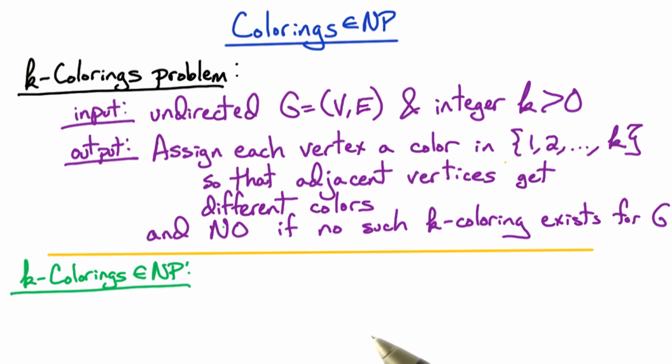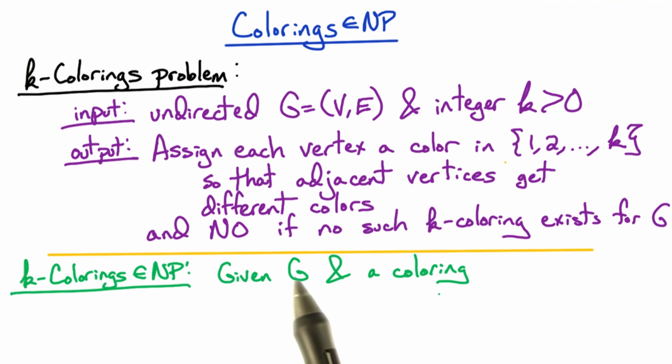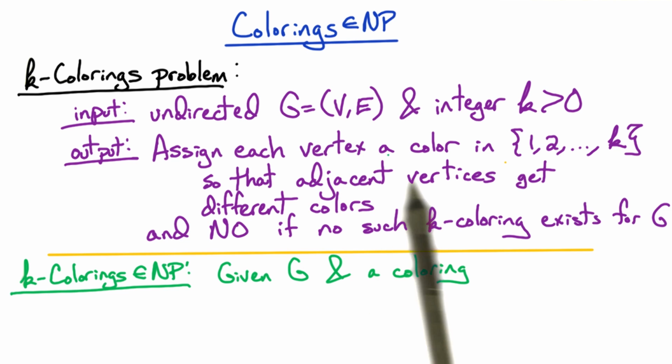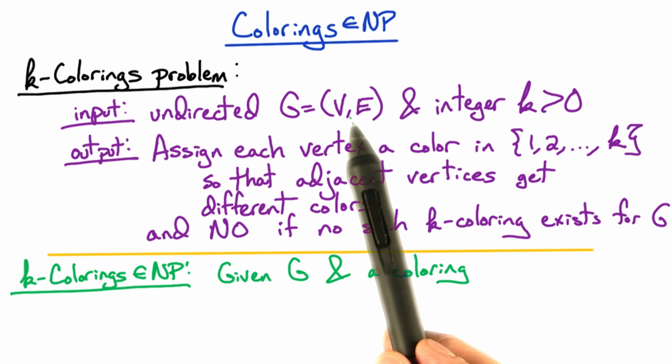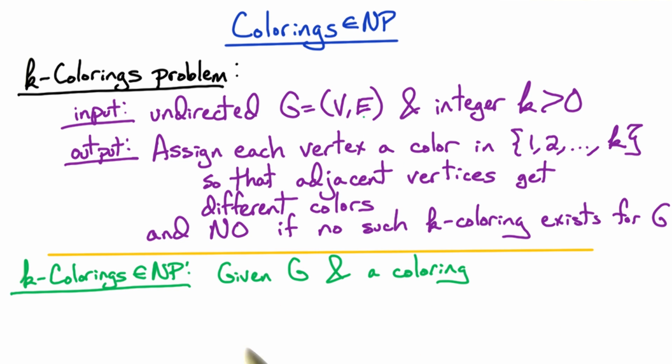Now the non-trivial step is we have to show that we can verify solutions. So suppose that we're given a graph G and we're given a k-coloring for this graph. So we're given an assignment of the vertices to each one of the k colors. Now how do we check that this coloring is a proper coloring? Well, we go through the edges of the graph and we check that each edge is not monochromatic.